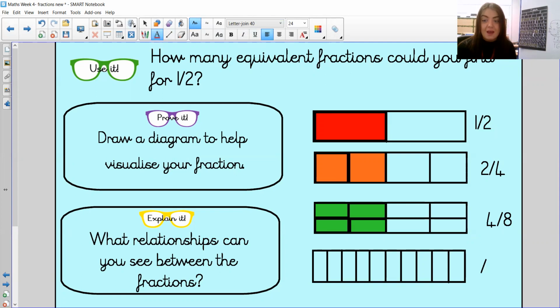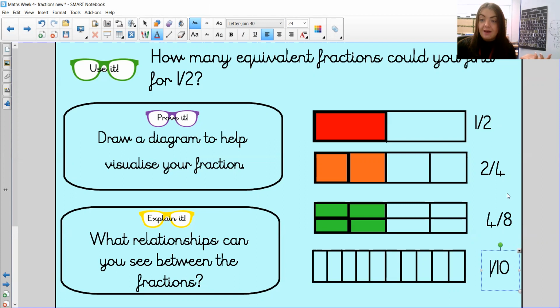I'm hoping you're starting to see a pattern at home too. So I'm going to go for 10. My denominator is now 10. What do you think, using your knowledge of these numbers and using your knowledge of halves, how many parts do you think is going to give me equivalent to a half?